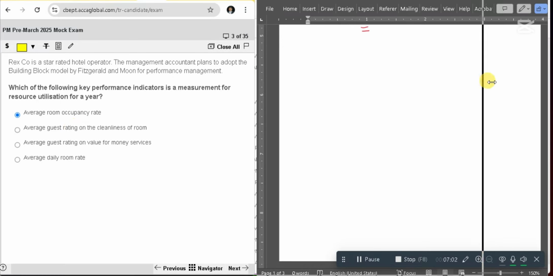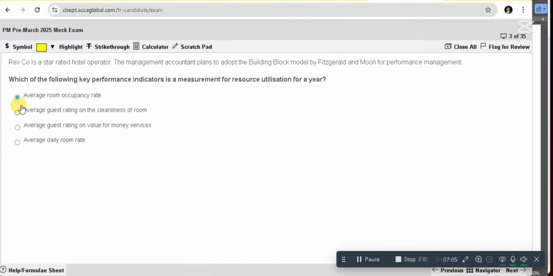So let me make it bigger. Whenever I have calculations, let's make it smaller. Yeah. So that tells us the resource utilization. This is what I meant by capacity utilization rate.